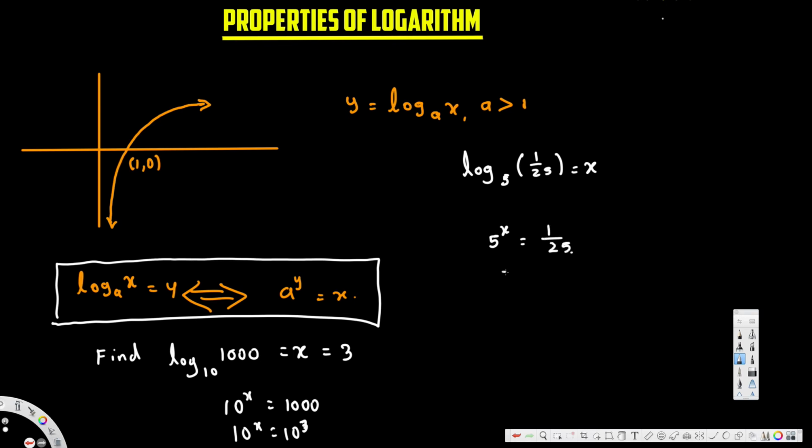Now we know that if we want to write 25 in terms of 5, we can write it as 1 over 5 square, right? If you bring this to the numerator, that's going to be 5 power minus 2. So 5 power x is equal to 5 power minus 2. From this one we can say x is equal to minus 2. And that's how we deal with this kind of problem.